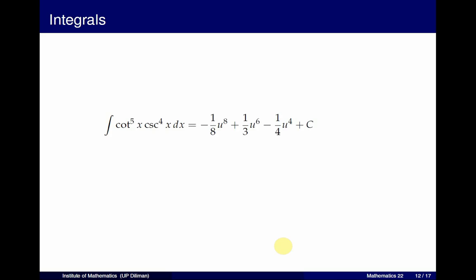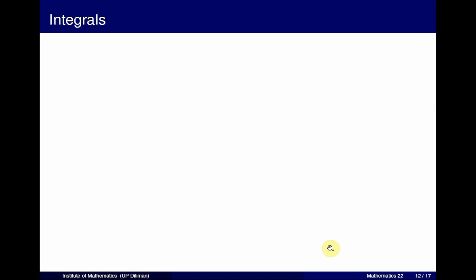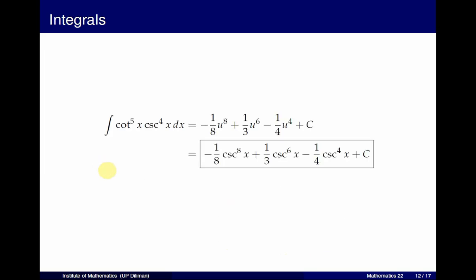So our original integral is negative 1/8 u to the 8th plus 1/3 u to the 6th minus 1/4 u to the 4th plus c. So I distributed as well the minus sign here over the integrand to get this. And what's our final step? Our final step is to substitute back u equals cosecant x. So our final answer will be negative 1/8 cosecant to the 8th of x plus 1/3 cosecant to the 6th of x minus 1/4 cosecant to the 4th of x plus c.